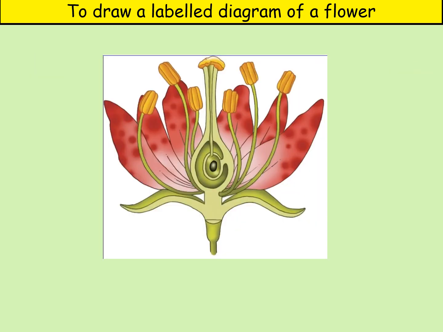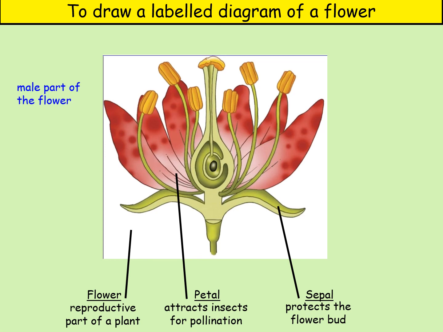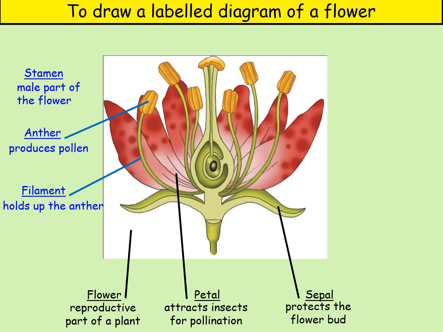We also need to research the functions, that just means job, of each organ. Flower is the reproductive part of a plant. Petal. Petals attract insects for pollination. Sepal. The sepal's job is to protect the flower bud. The male part of the flower, the stamen. Anther. The anther produces pollen. Filament. The filament holds up the anther.